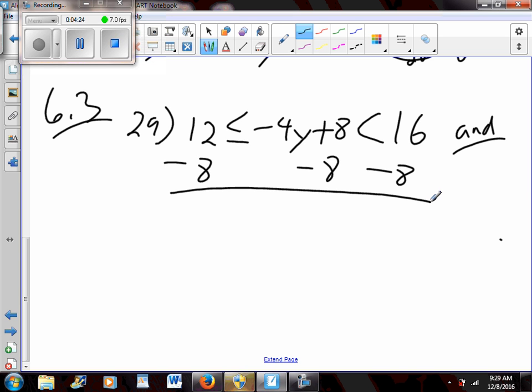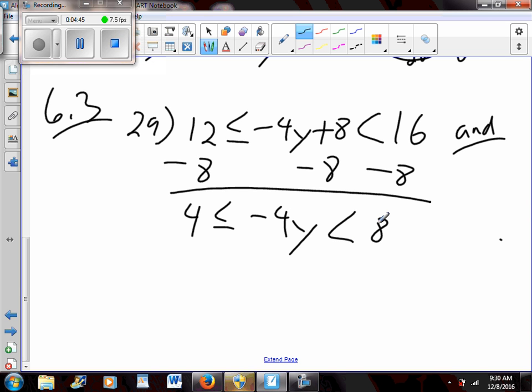I'm going to subtract 8 from all three parts of this inequality. All right? I've got to get y in the middle by itself. Remember, you read these from the inside out. When I subtract 8, I get a 4 here, right? Then a negative 4y in the middle. It's going to be an interesting situation here. And then 16 minus 8 is a positive 8, right?